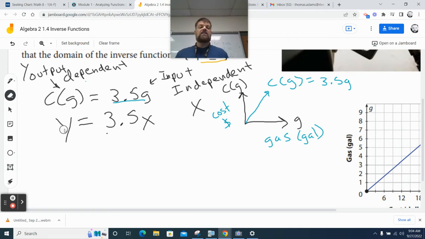Now, you don't have to write it that way. Technically, what I should do is I should write it like this. I should say C and G.